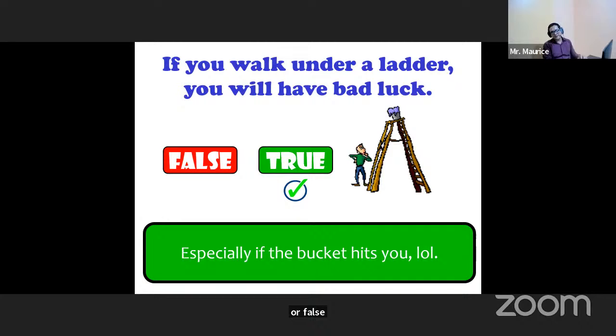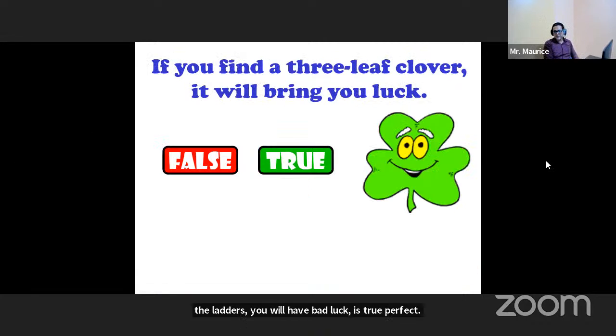Yes, very good. Es la misma superstición que tenemos acá. If you walk under a ladder, you will have bad luck. It's the same. Si caminas, if, recordemos que es un si condicional. If you walk under a ladder, you will have bad luck. It's true. Perfect. Let's move on. This is very easy. Okay, that's quite easy to understand.